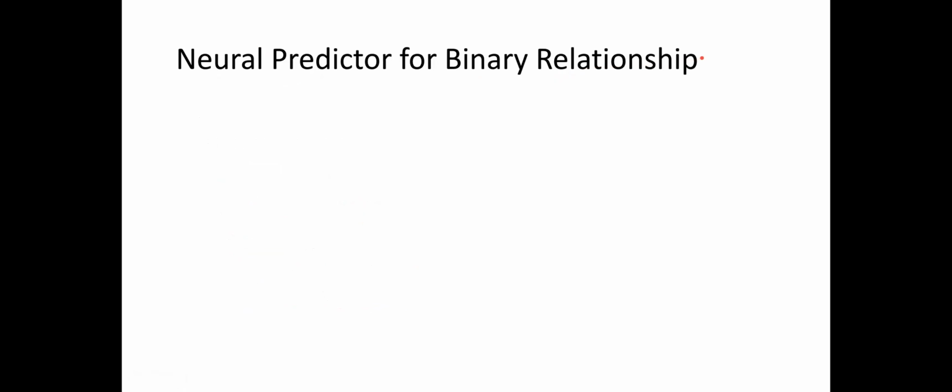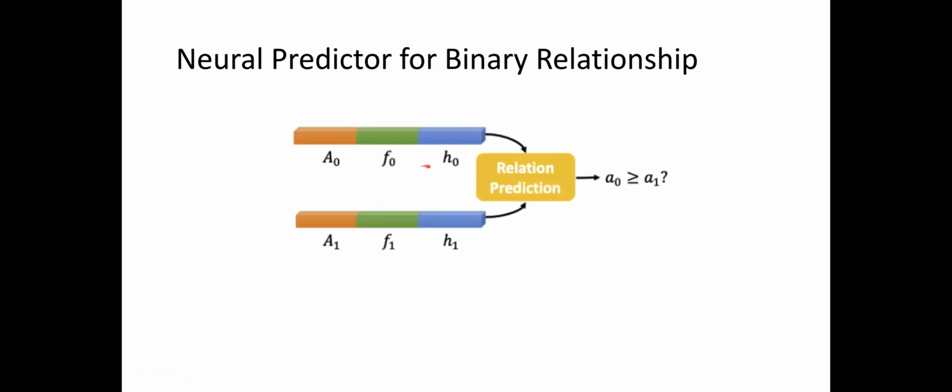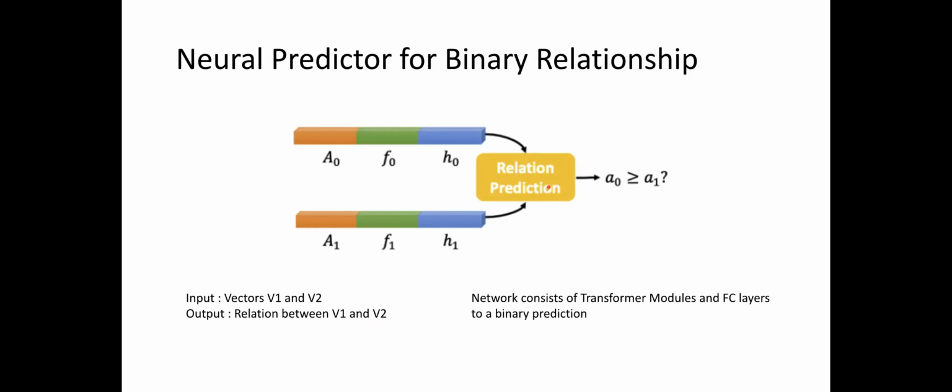Okay, so this is the main core of the paper, which is a neural predictor architecture. This architecture takes two vectors, V1 and V2, and ranks whether using architecture V1 gives better accuracy or architecture V2 gives better accuracy. This relation prediction is based on a transformer model, and it uses fully connected layers for the binary prediction. Let's say you get accuracy 1 from V1 and accuracy 2 from V2; it compares them and gives a binary relation vector.